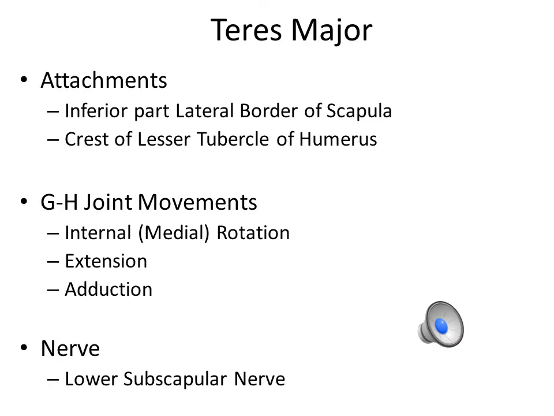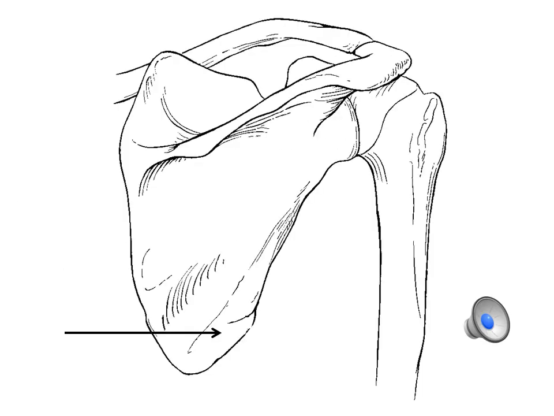Teres major. Teres major's attachments are the inferior part of the lateral border of the scapula and the crest of the lesser tubercle of the humerus. Its movements at the glenohumeral joint include medial or internal rotation, extension, and adduction. Teres major's innervation is the lower scapular nerve.